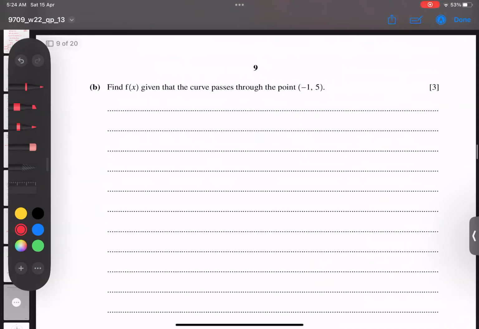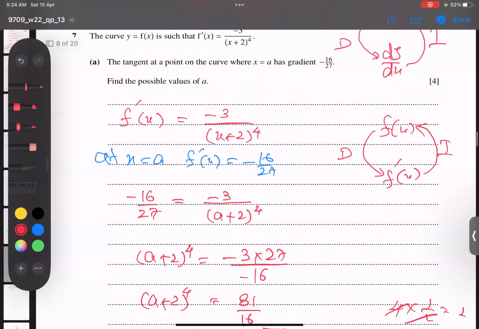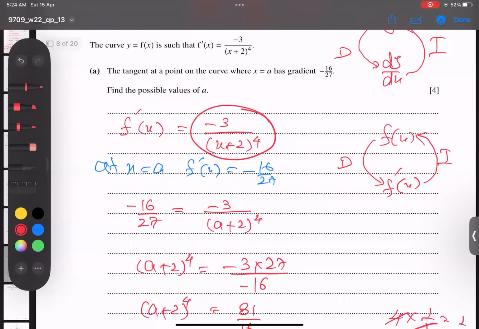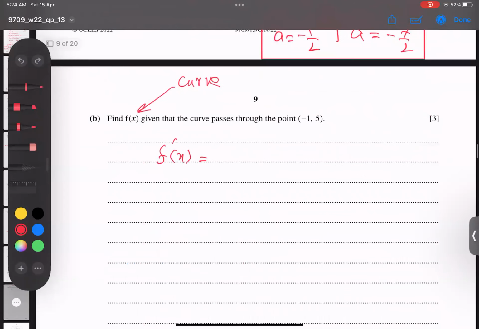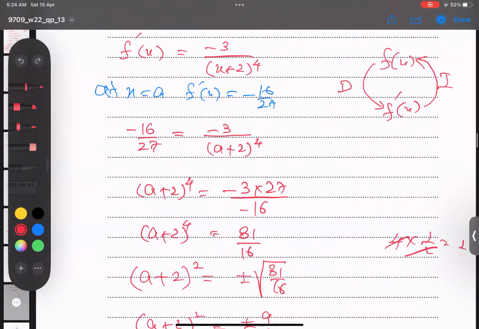Let's go for the next question. And now he is asking for the curve. This f of x is called the curve equation. Make sure whenever he asks for the curve equation, we have only one solution, integrating. So first of all, I will write f dash, and f dash is what we have here: negative 3 over (x plus 2) to power 4.